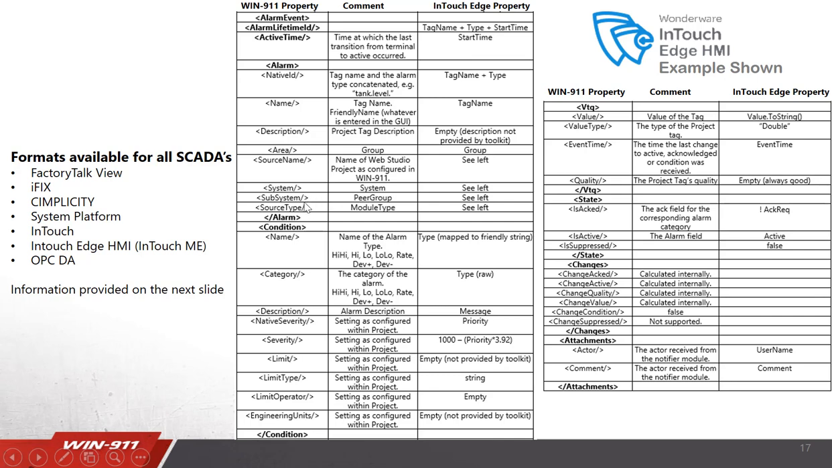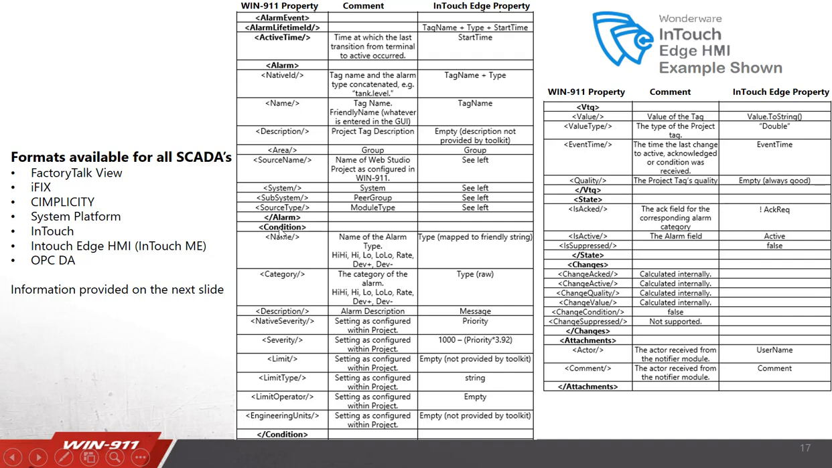The system and subsystem reflect the Win911 environment on which these sources are executing. And the source type reflects what SCADA package is being utilized. So that's going to be InTouch Edge HMI or GE iFIX or Rockwell FactoryTalk, this sort of thing.